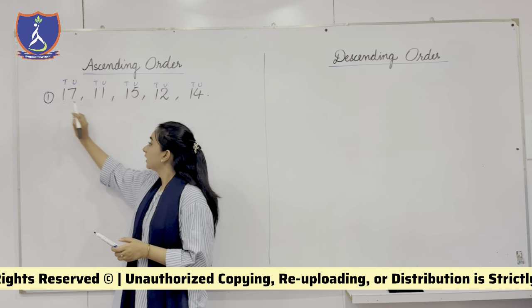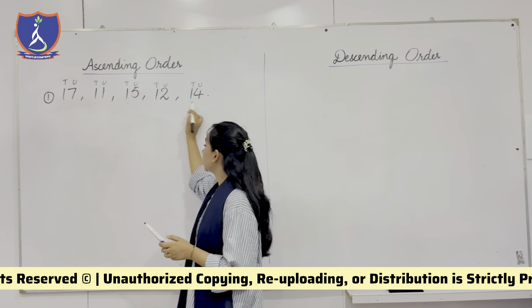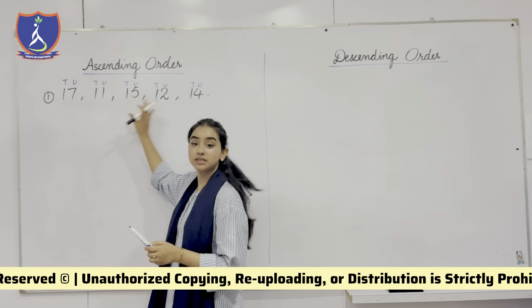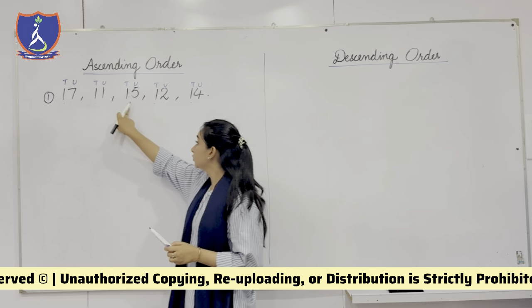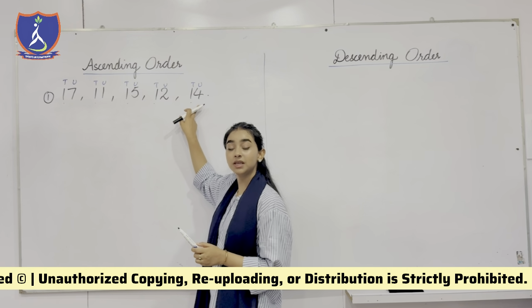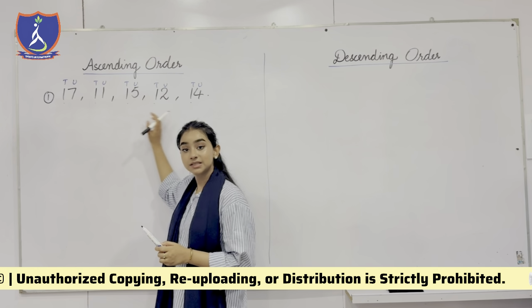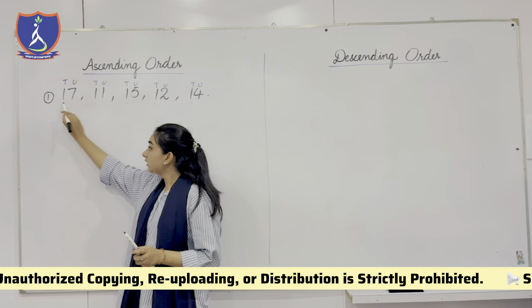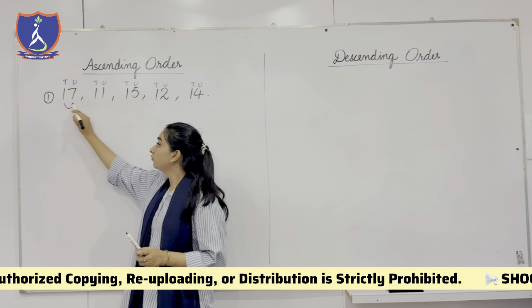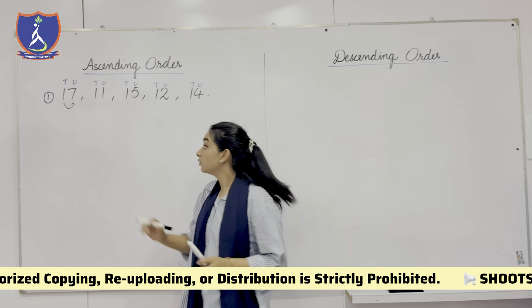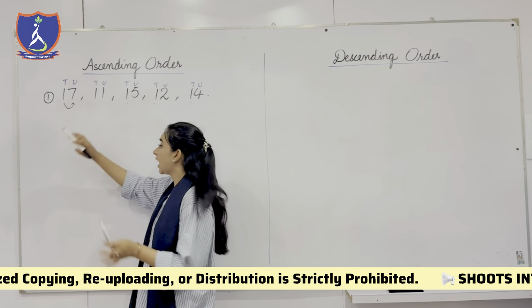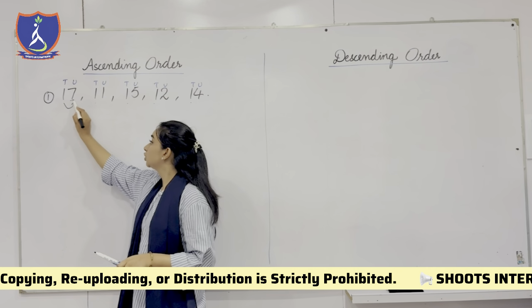Now look at the tens. All the tens are the same. They are from the same family. 1, 1, 1, 1, 1. All the tens are the same. If the tens are the same, then you will move towards the units. Now all the tens were the same, so we have moved towards the units.